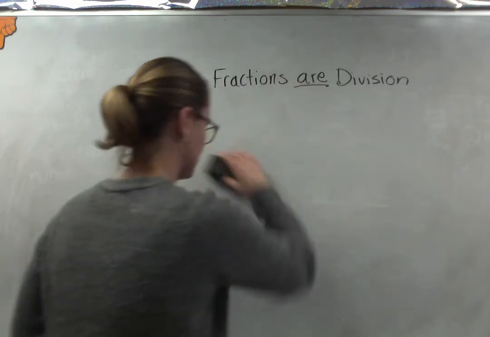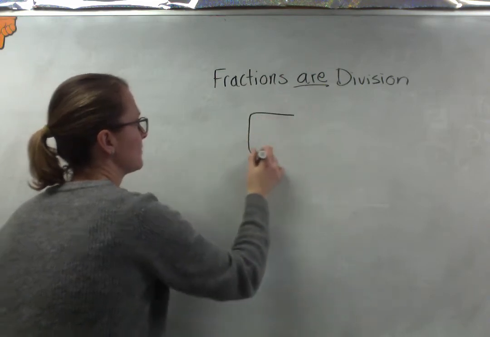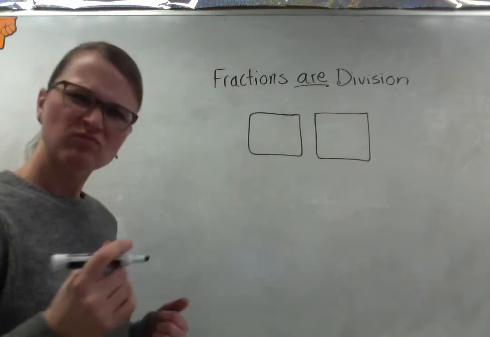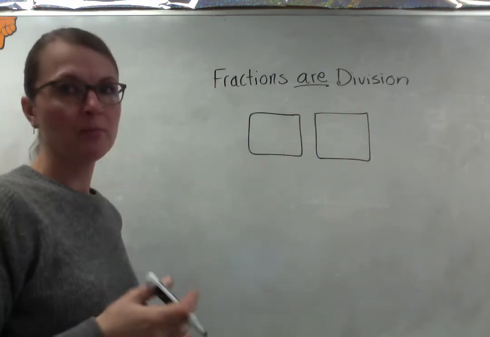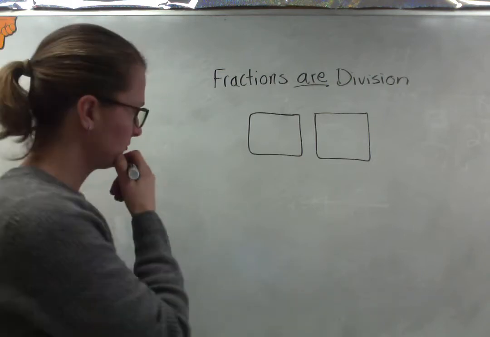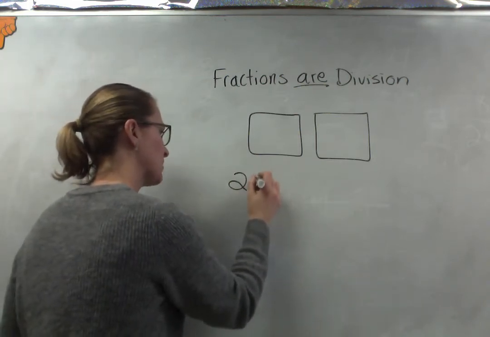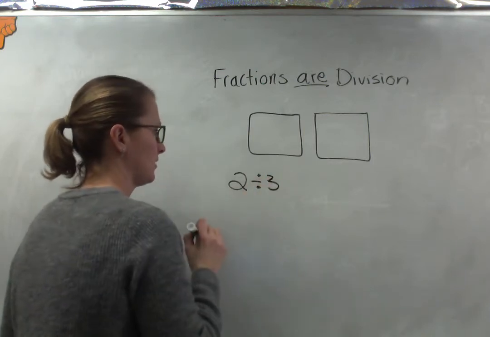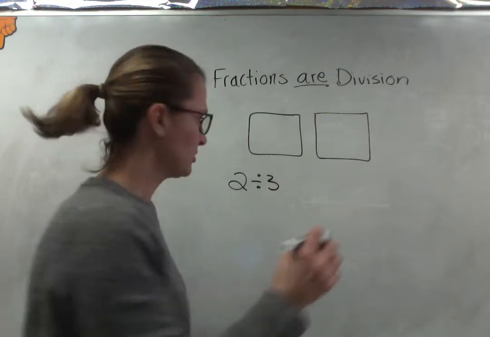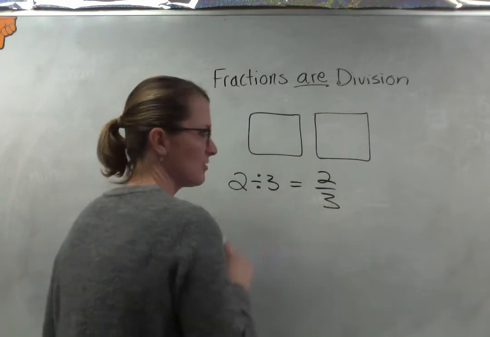Another way to think of this is to say, let's say we've got 2 sandwiches, okay? I'm making square sandwiches just because it's easier, okay? So let's say we have 2 sandwiches, but you have 3 friends, and you want to share these sandwiches equally. So I have 2 sandwiches, and I want to share them equally with 3 people. How much is each person going to get? Well, each person is going to get 2/3 of the sandwich, because 2 divided by 3 is 2/3.